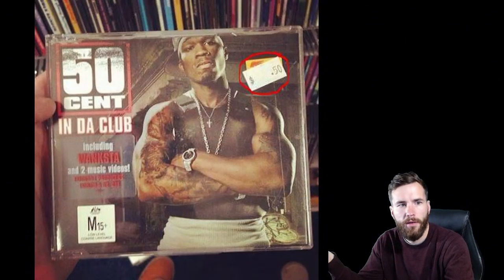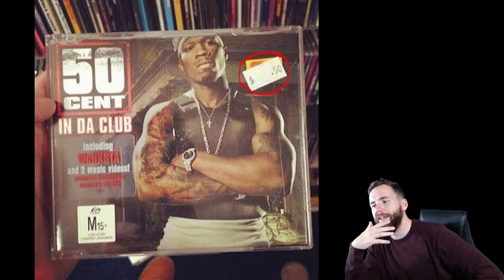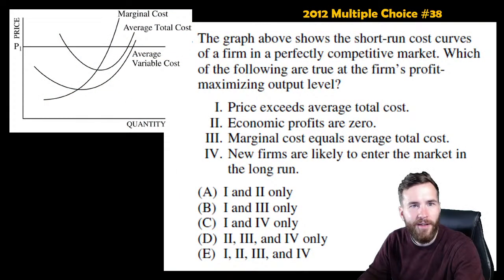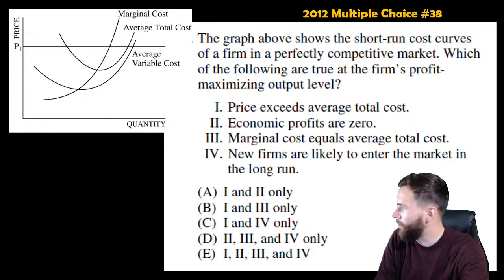Whoa! Get it? Get it, people? Long run equilibrium. The price for a 50-cent CD is now 50 cents. Get it? Long run, 50 cents. I don't know. Anyway.